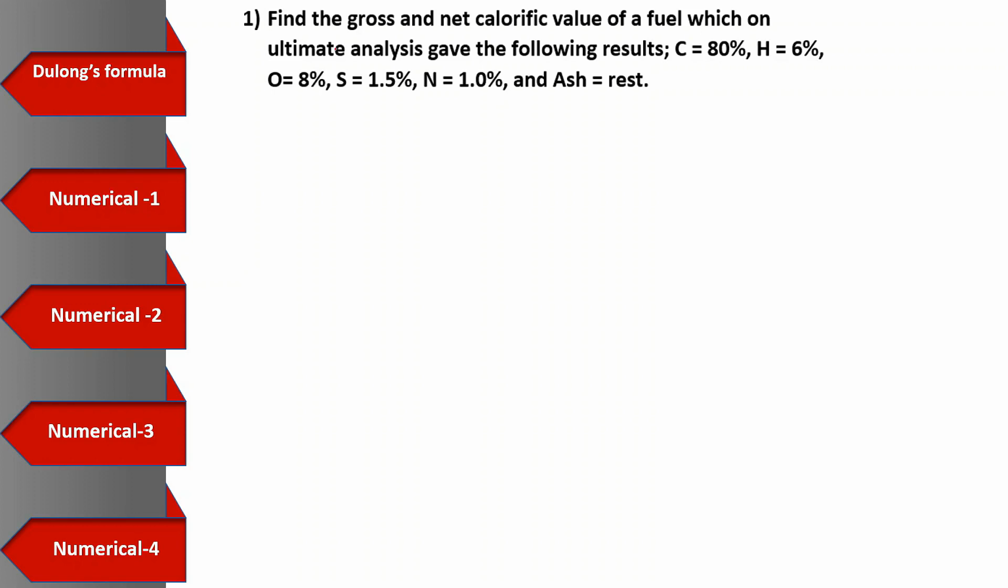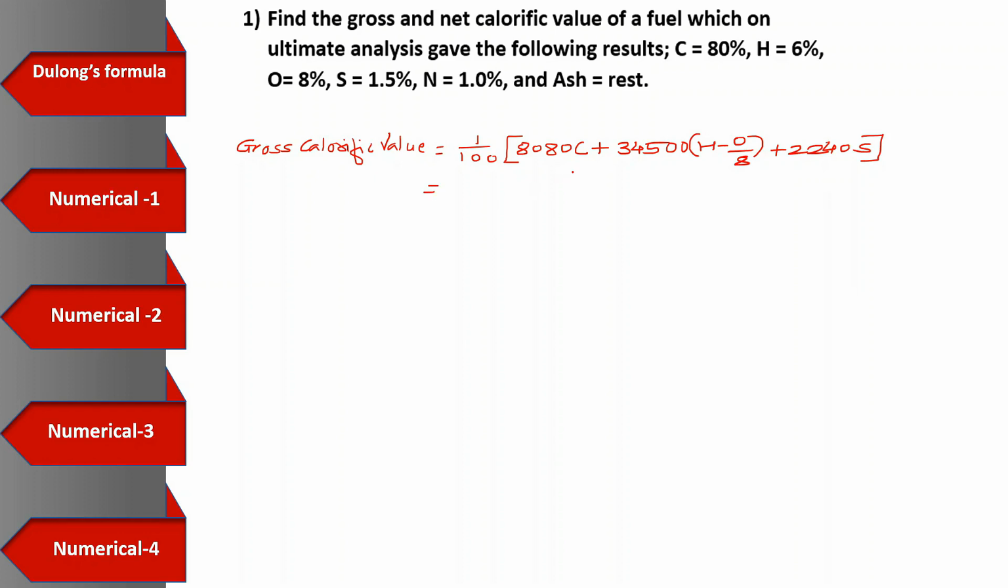Our formula for calculation of gross calorific value is 1 upon 100 in bracket, 8080 C plus 34500 (H minus O upon 8) plus 2240 S. So this is the formula for the calculation of gross calorific value. The constituents are given with their percentages, that is carbon, hydrogen, oxygen and sulfur.